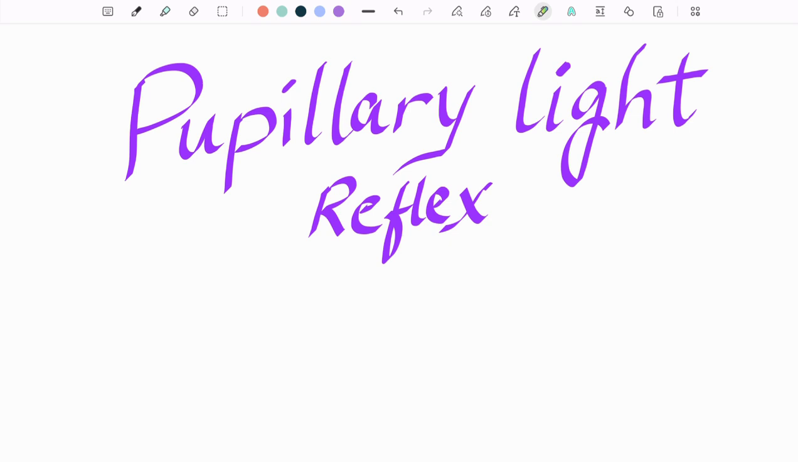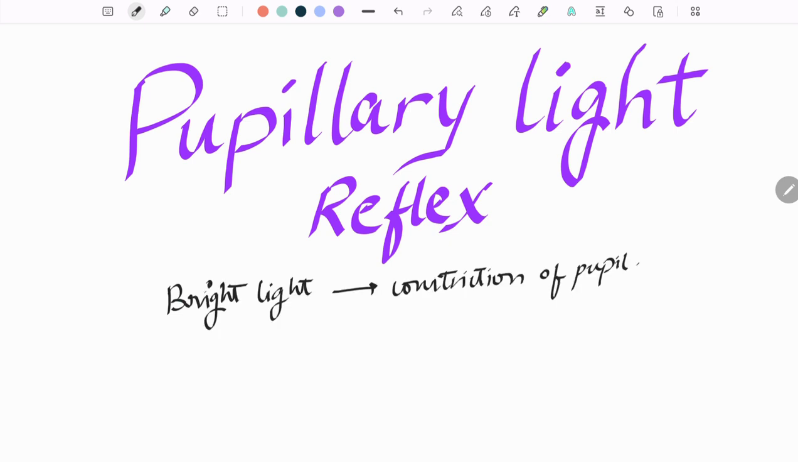So before that, one thing I hope everyone is clear is, we know that in bright light there will be constriction of the pupil, and in dim or low light there will be dilation of the pupil. I hope this is very clear for all of you. In bright light, as there is more light, to reduce the amount of light that enters into the pupil, there will be constriction, and vice versa occurs in low light. Okay, so this is clear.